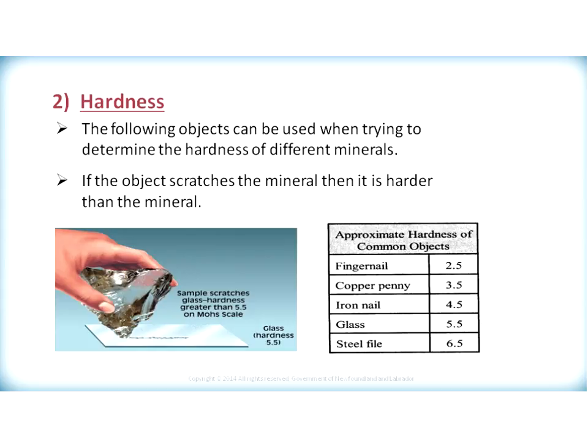Another test we could do is with glass, which has a hardness of approximately 5.5. So if the glass scratches the mineral sample, then the mineral sample is less than 5.5. But if the mineral sample scratches the glass, then the hardness would be greater than 5.5.